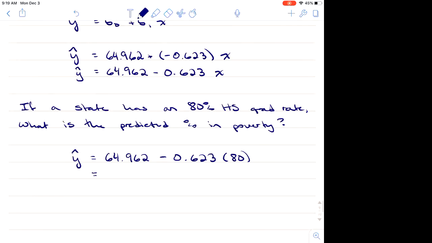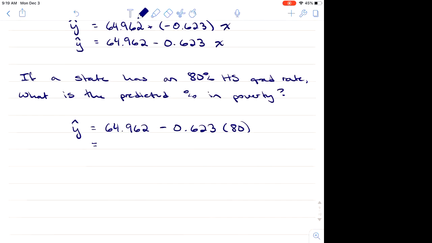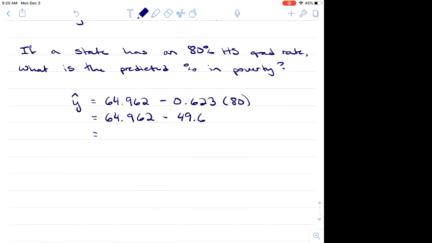Oh, good. Forgot I had to follow these numbers. 64.962 minus 49.6. I rounded too early on here, but same idea. One of you will have it. So then the predicted percent in poverty is 15.36%.